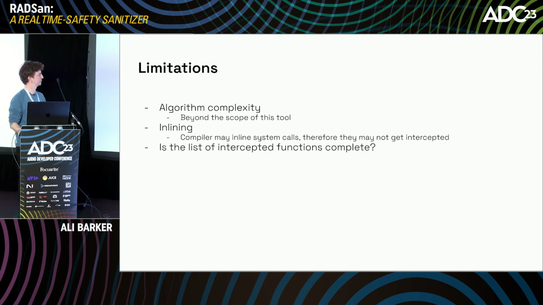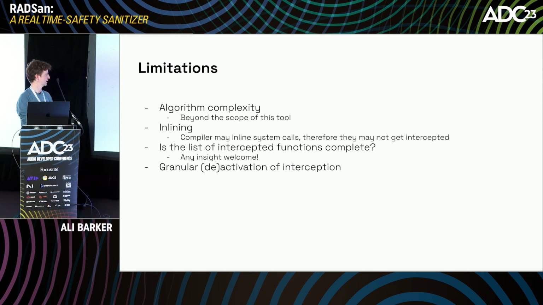Is the list of intercepted functions complete, or maybe have we got things that it shouldn't be? This is a fairly early stage where we're working on this. So any insight into what we should be intercepting, what we shouldn't be intercepting, is very welcome.